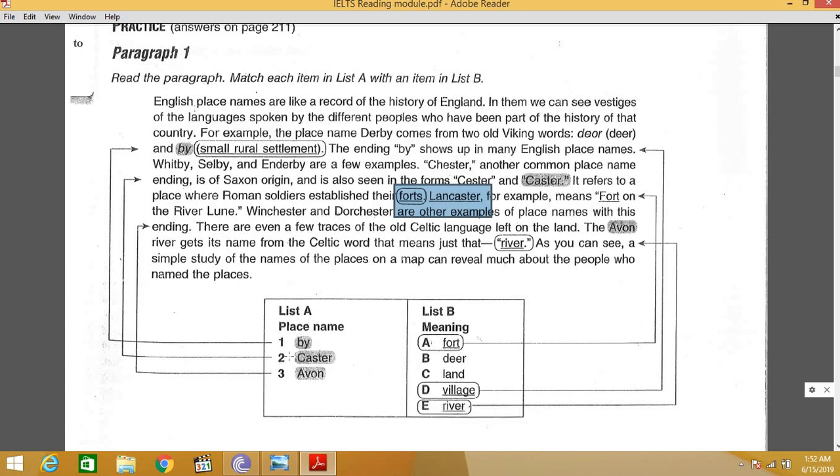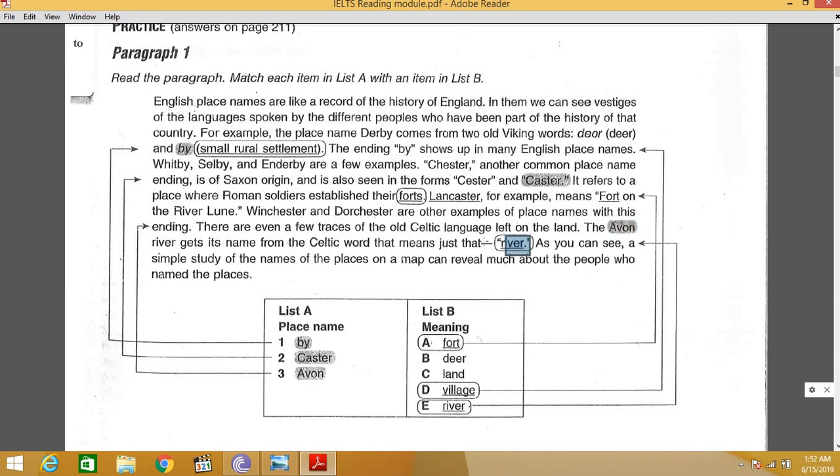And then Avon. In the same way, when you do the scanning process, you find the word Avon here, and then when you read around it, or read the whole sentence, the Avon river gets its name from the Celtic word that means just that, river.